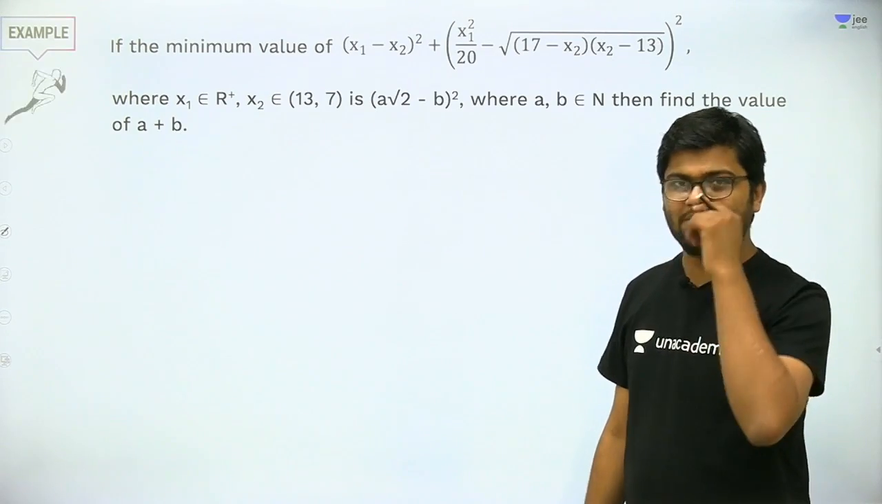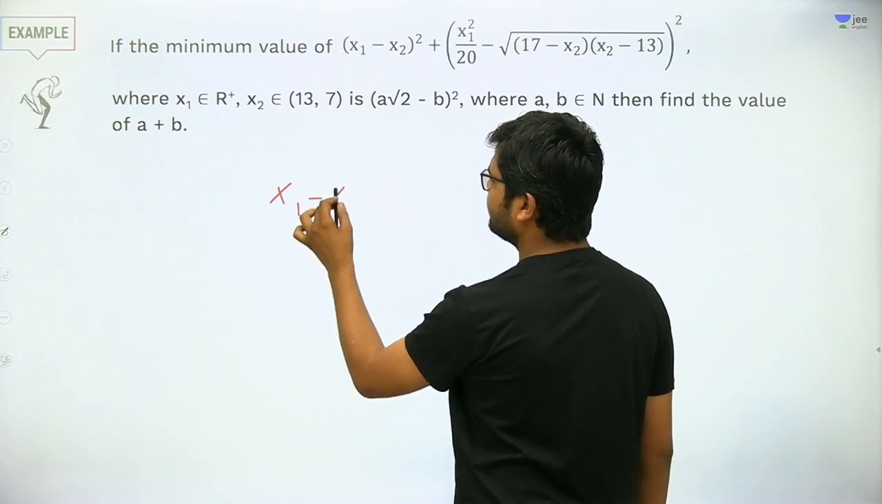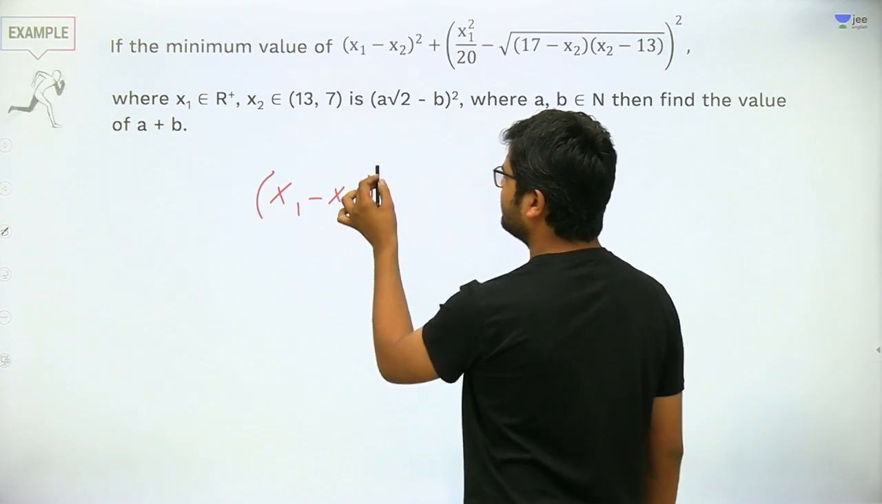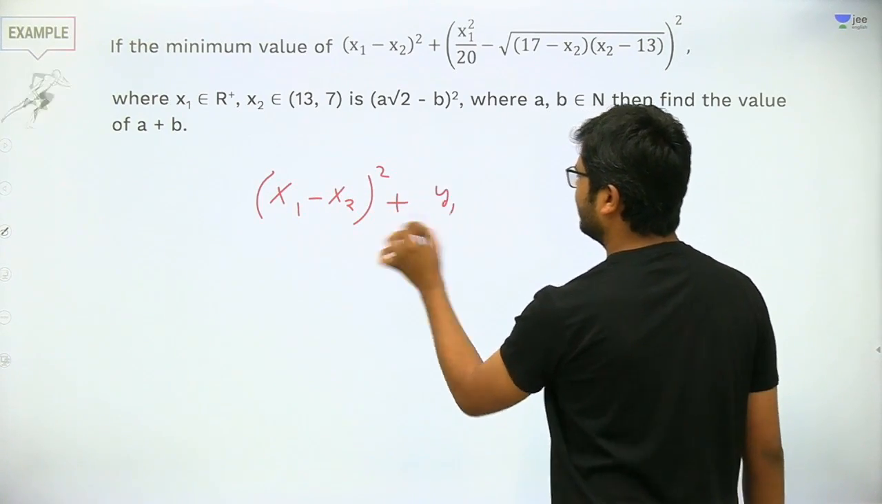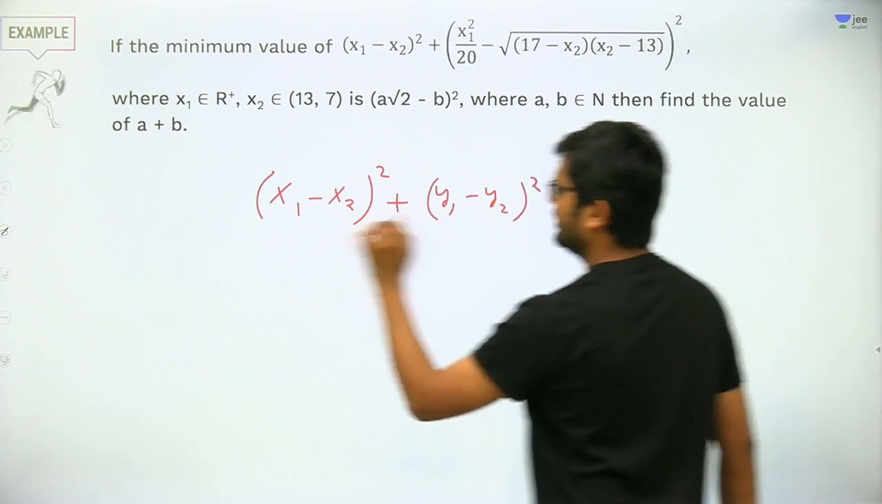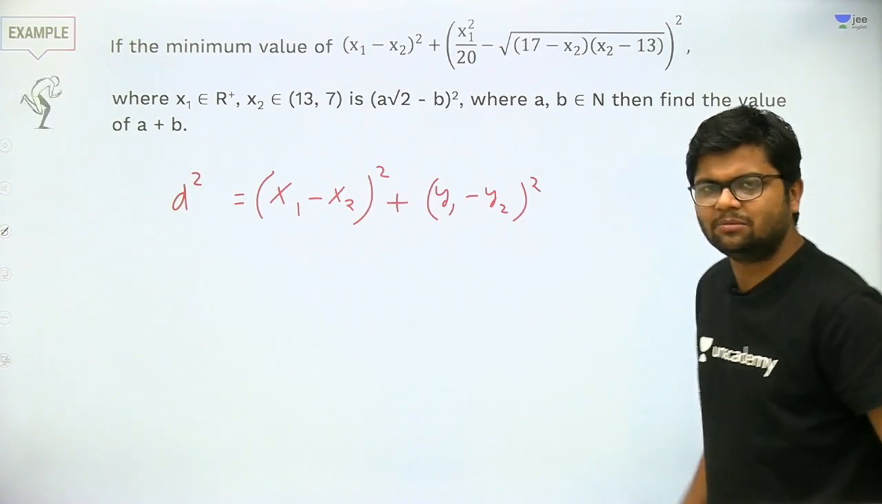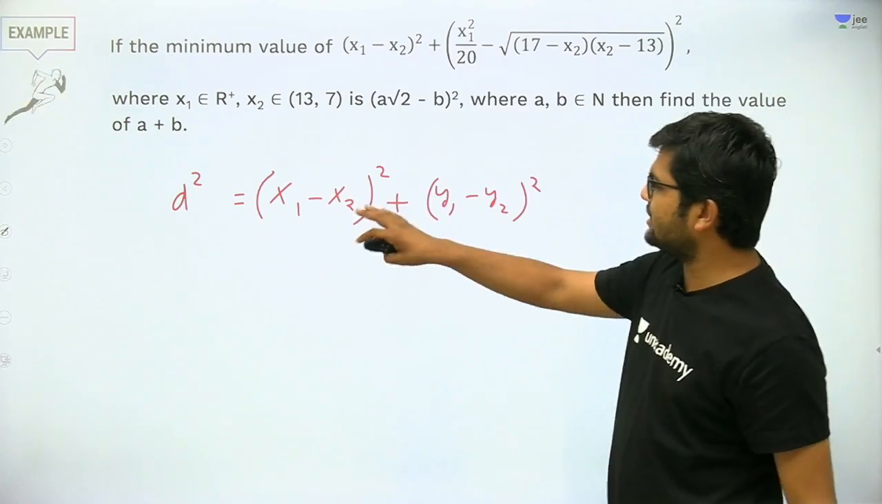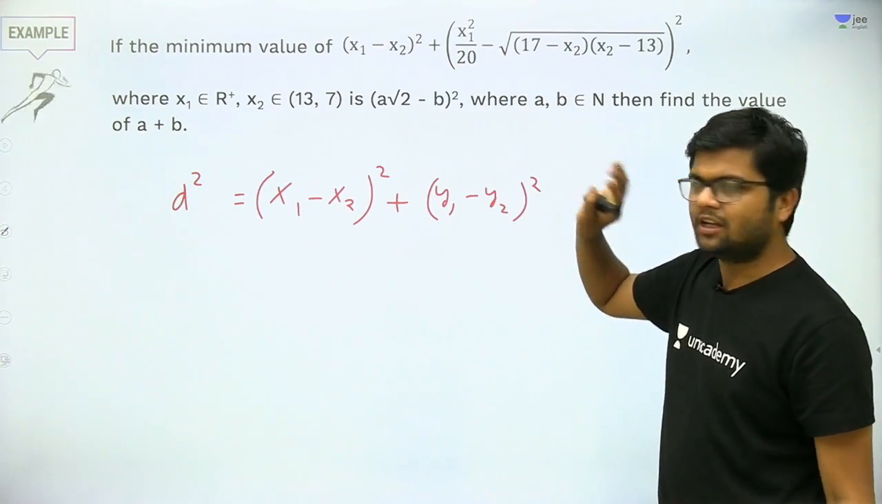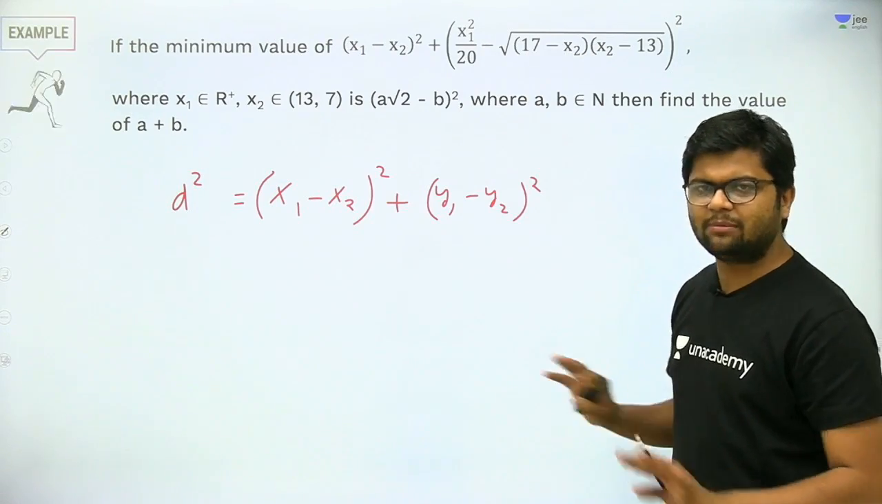Got my point? Now what I can understand, sir, is that the distance formula has an appearance like this: x1 minus x2 squared plus y1 minus y2 squared is equal to distance squared. So the distance formula has an appearance something like it. x1 minus x2 I can easily relate because it is given, but this expression and this expression are very different. So don't worry about it.